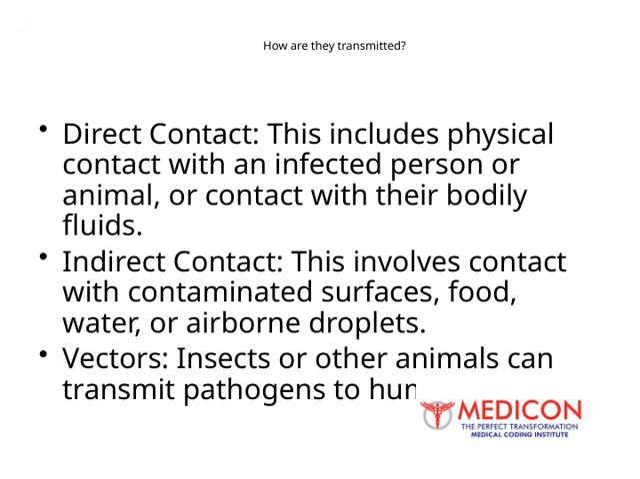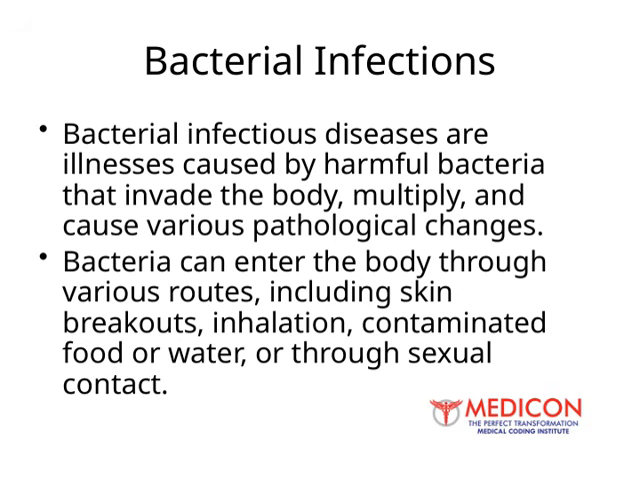Bacterial infections are caused by harmful bacteria that invade our bodies, multiply, and then lead to various health problems. These bacteria can enter our body through several routes. For example, they can get in through skin breakouts, like cuts or wounds. They can also be inhaled through the air we breathe, especially if the air is contaminated. Consuming contaminated food or water is another common way bacteria can enter, which is why food safety is so important. Additionally, sexual contact can be a route for certain bacterial infections to spread.